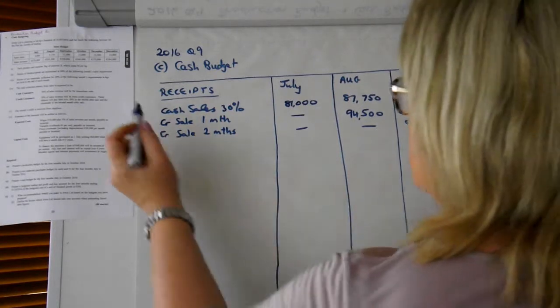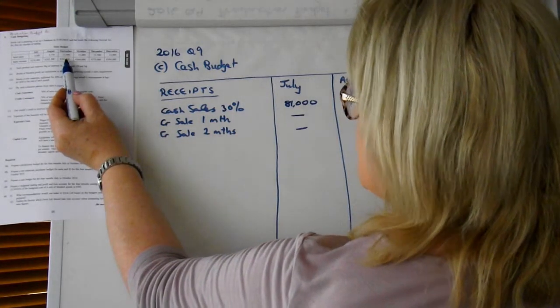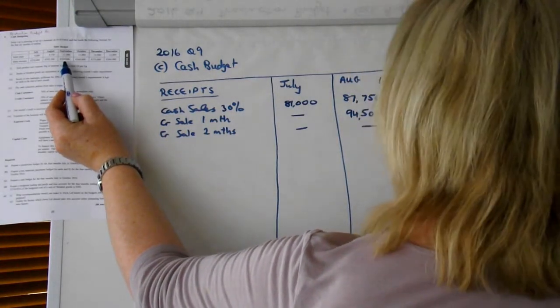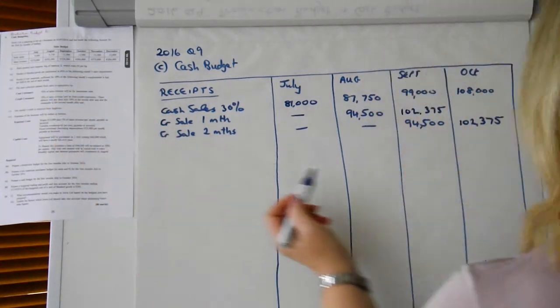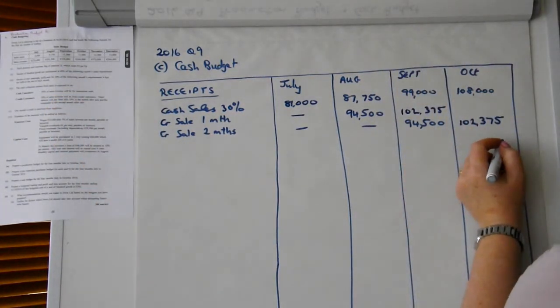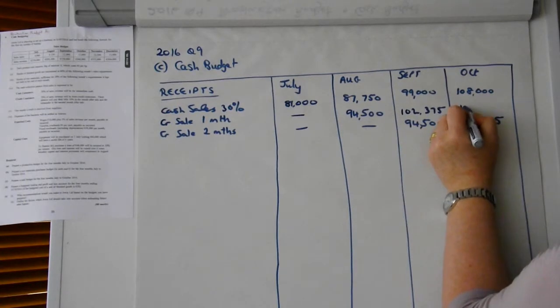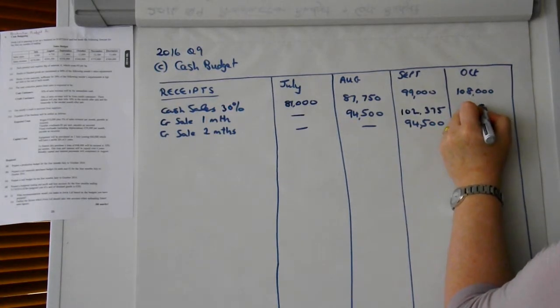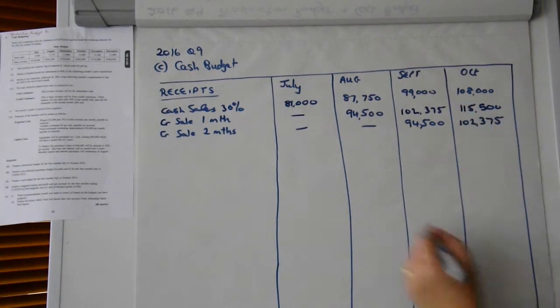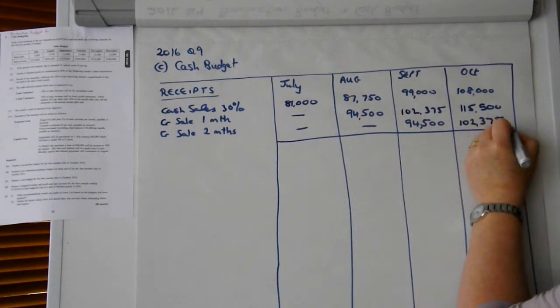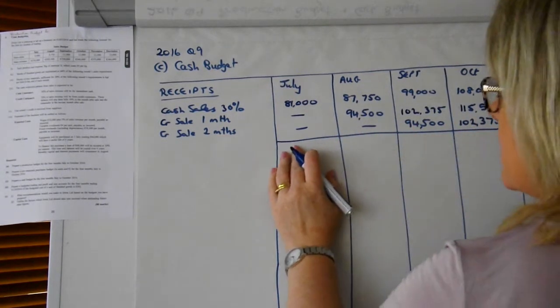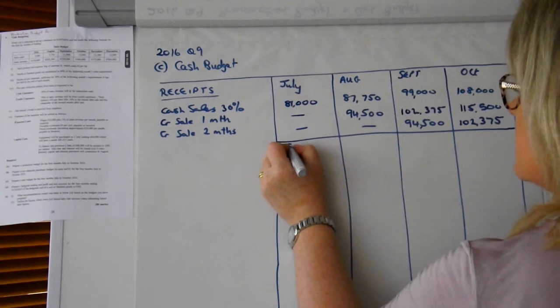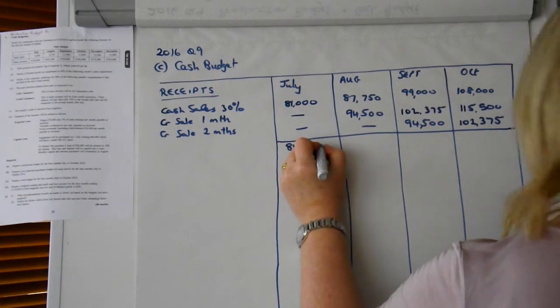And the October figure taken from September's sales of 330,000 by 70% by 50% works out at 115,500. And then simply going to total that. They are the only source of cash receipts, so you simply total across.